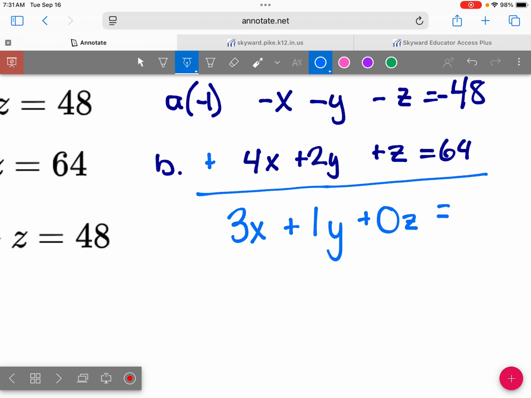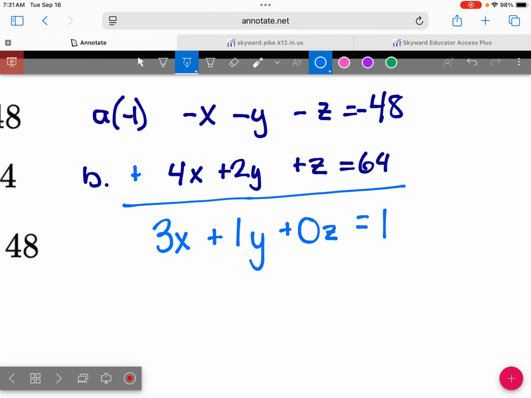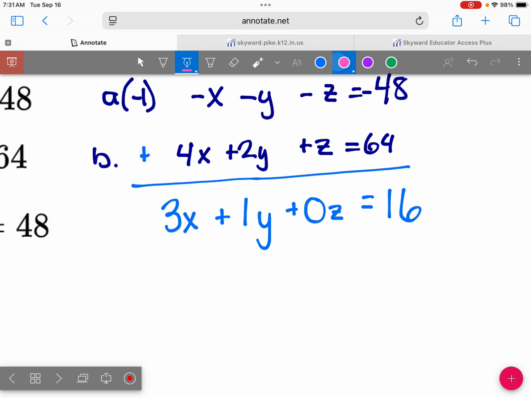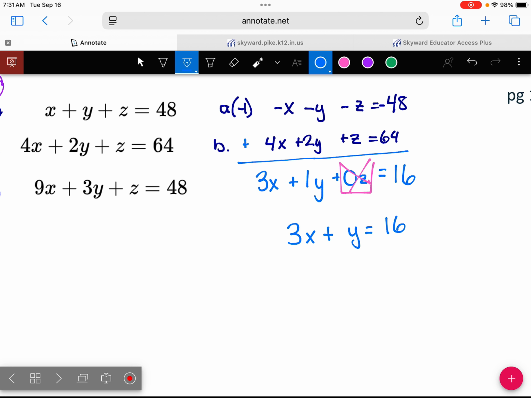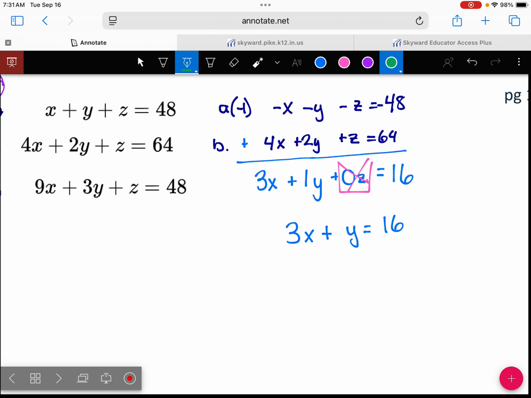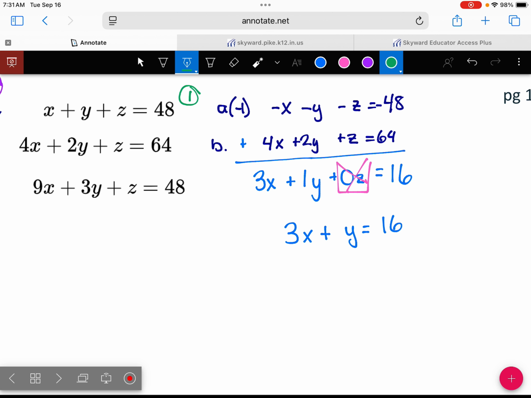And then our last piece here is our negative 48 plus 64. Also known as 64 minus 48, which is going to give us 16. So our z's canceled out here. That's the whole point. So what we wound up with is our 3x plus 1y equals 16. So we took two equations, our A and our B, and we got our z's to eliminate out. That is our step 1 from our instructions from yesterday. So if you think about that list, that was our step 1.